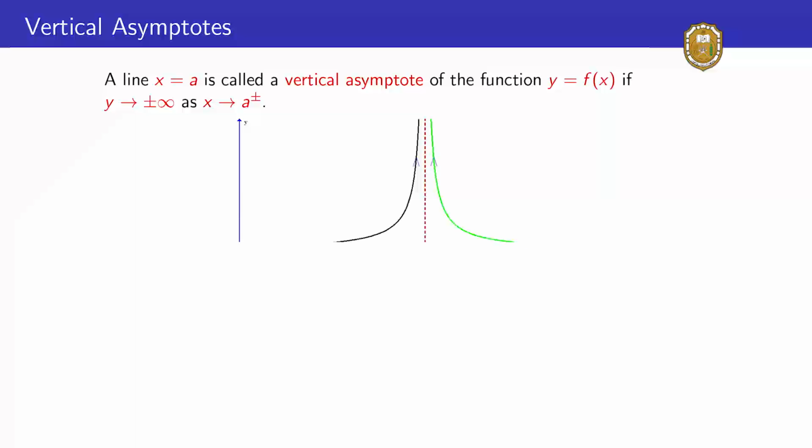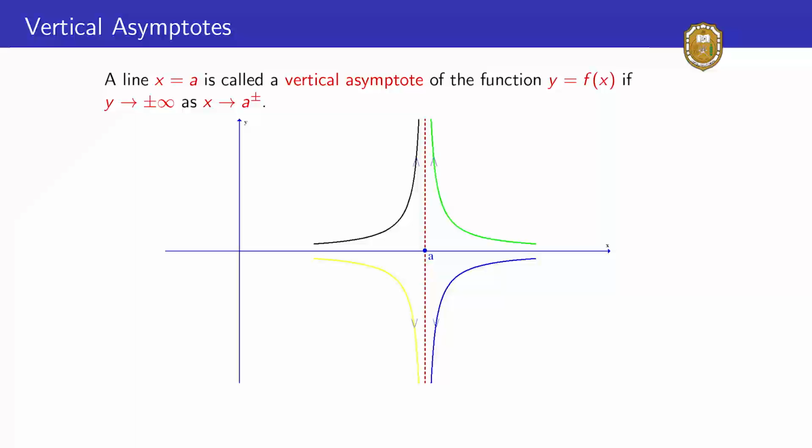In this picture, if the green curve is the graph of the function y = f(x), then as x goes to a from the right, y will go to plus infinity. For the black curve, as x goes to a from the left, y will go to plus infinity. For the yellow curve, as x goes to a from the left, y will go to minus infinity. And for the blue curve, as x goes to a from the right, y will go to minus infinity.